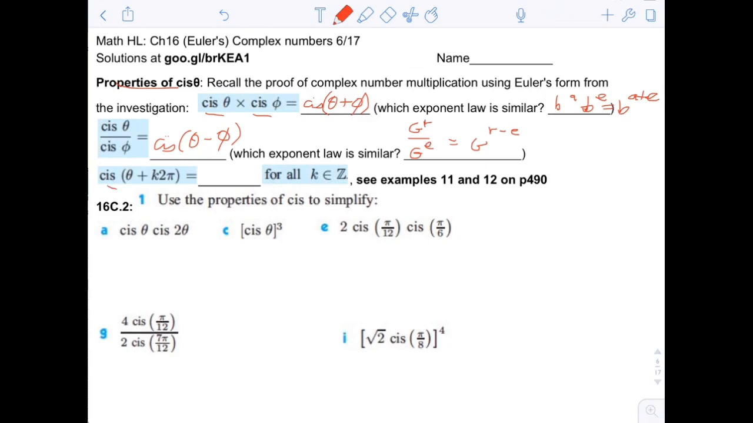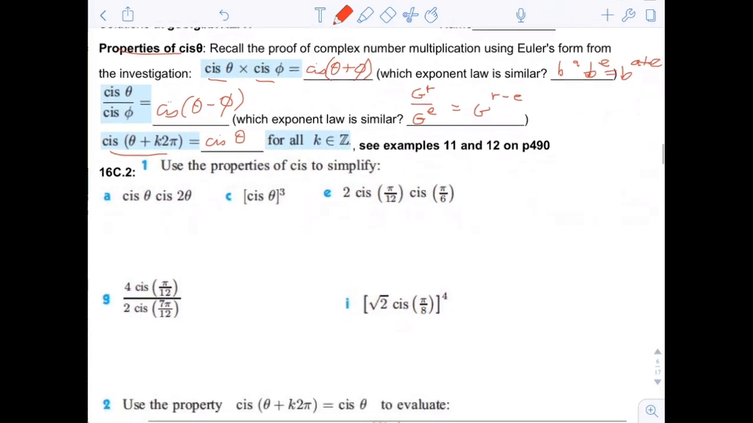What if you have cis of theta plus k2 pi, where k is any integer? Remember that this is like the unit circle. So theta plus 2 pi, or any multiple of 2 pi, is basically the same as theta. So actually that's equal to cis theta. Okay, let's move on to number 1.